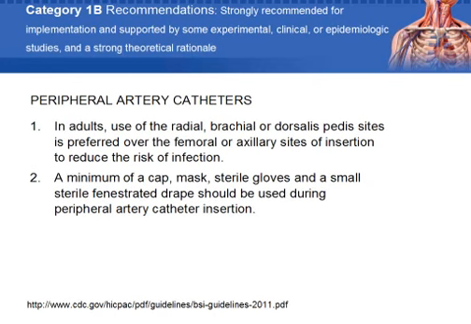Other 1B recommendations that are specific to peripheral artery catheters. In adults, use the brachial, radial, or dorsalis pedis sites, and these are preferred over the femoral or axillary sites of insertion to reduce the risk of infection. And that's because the bioburden at the femoral and the axillary sites is much higher than radial, brachial, or dorsalis pedis. Keep in mind that in the femoral area you have about 10 to the 6 to 10 to the 8 organisms, whereas in the subclavian you're talking about 10 to the 2 to 10 to the 4, and brachial even less than that.